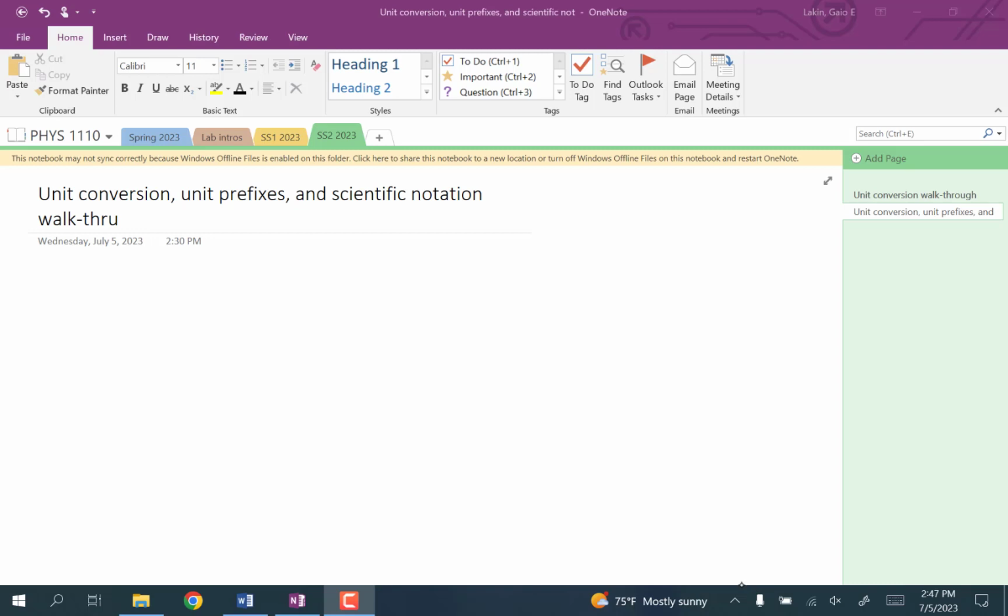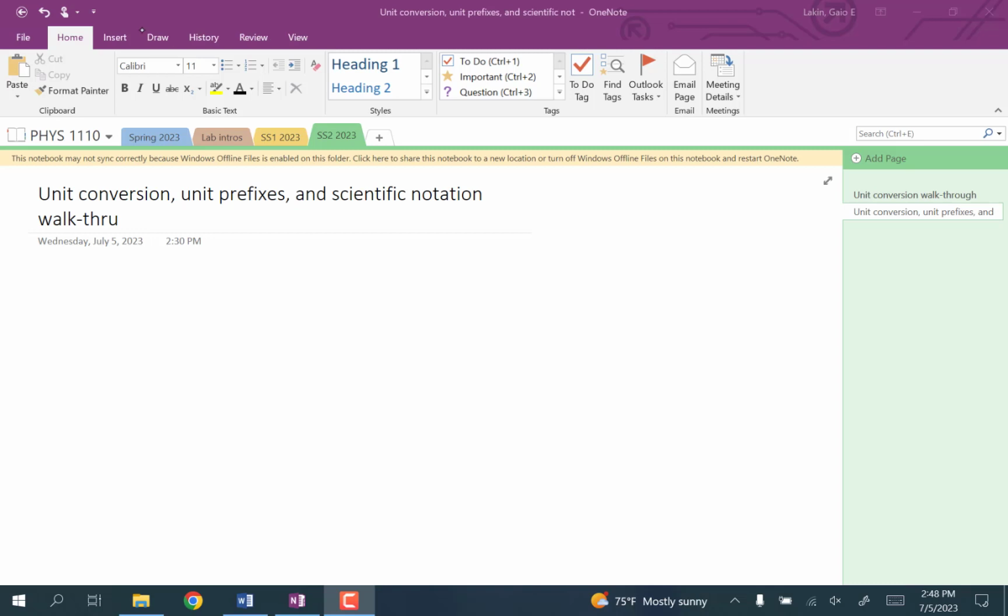Okay, here's a walkthrough of a problem that's going to use unit conversions. It's going to use unit prefixes, and then at the end I'm going to convert my answer to scientific notation. So you can see all of these sort of together.